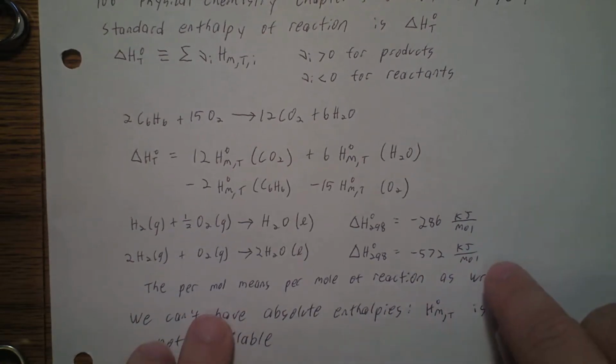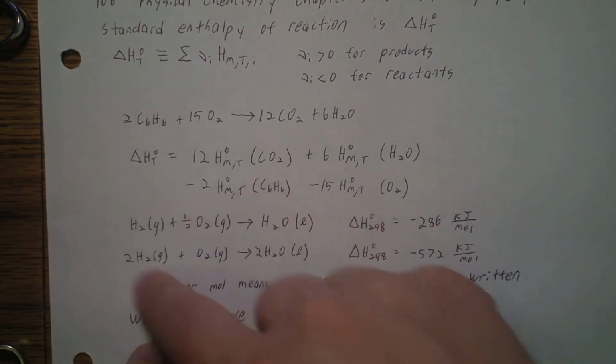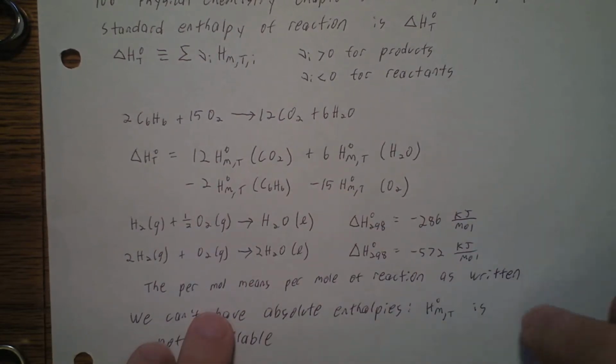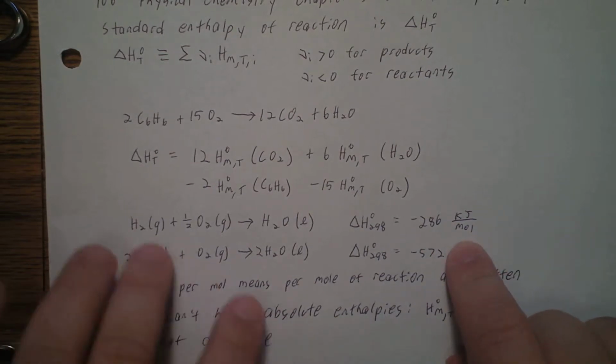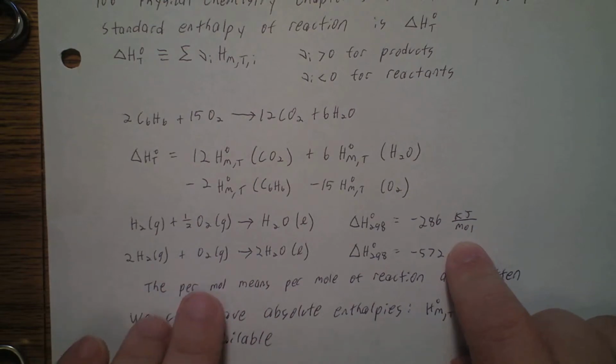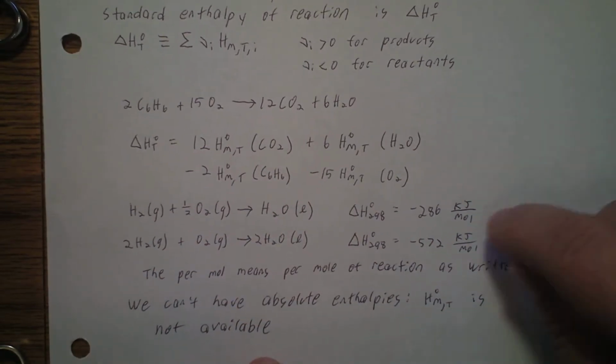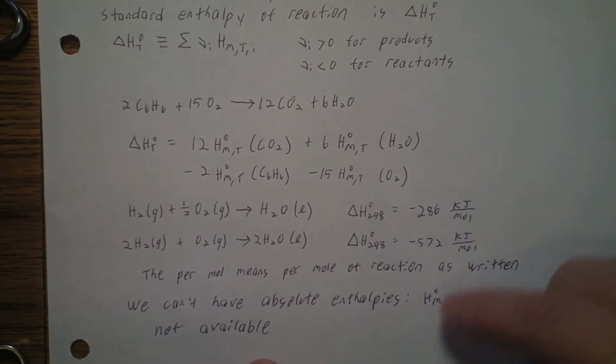So it's important to realize that this per mole means per mole of the reaction as written. Notice it doesn't say per mole of hydrogen or per mole of water or per mole of whatever. It's per mole as written. So you have to pay close attention to the tables. What exactly is it written to?